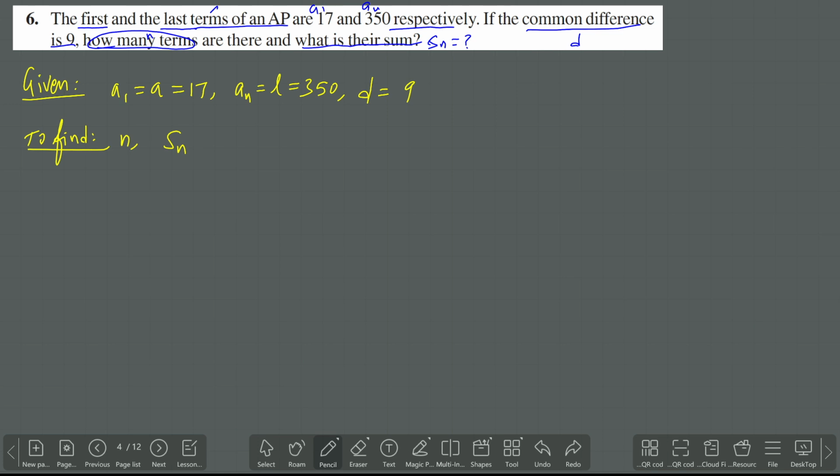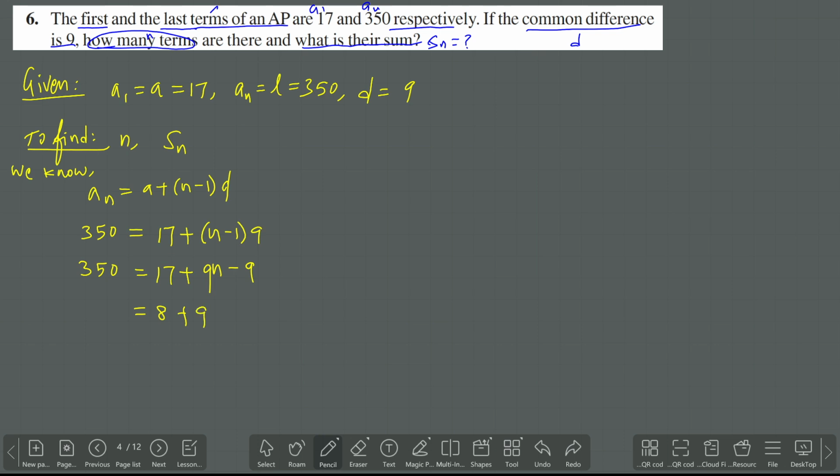An is given, so from an we can find the n value when a and d are given. Very easily we can find it, am I right? Now I'm going with the an formula, I know what it is: a plus n minus 1 into d. I'm writing the an value 350 equal to a value 17, n value we need to find, d value 9. Plus 17 you bring opposite, or else simplify and bring 17 plus 9n minus 9, so 17 minus 9 is 8, you bring opposite.